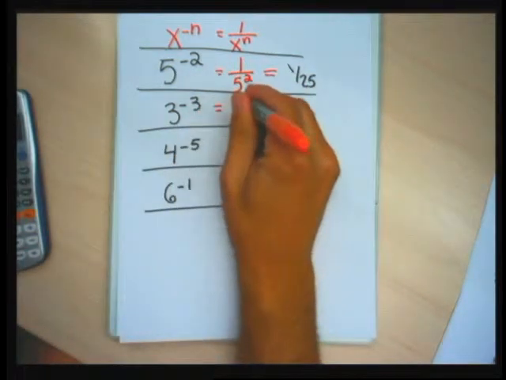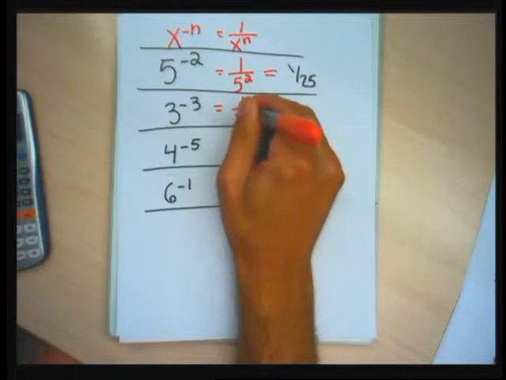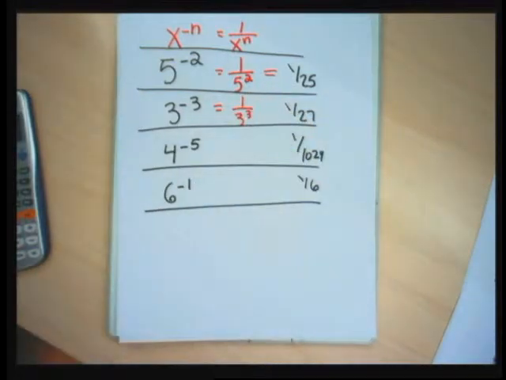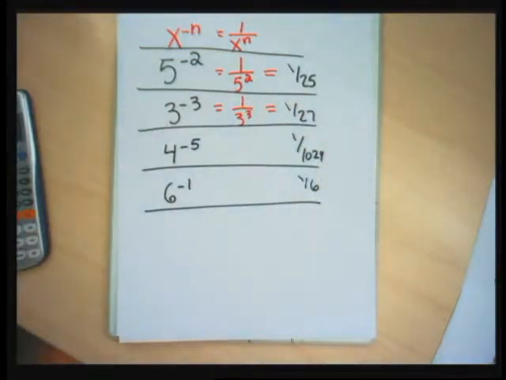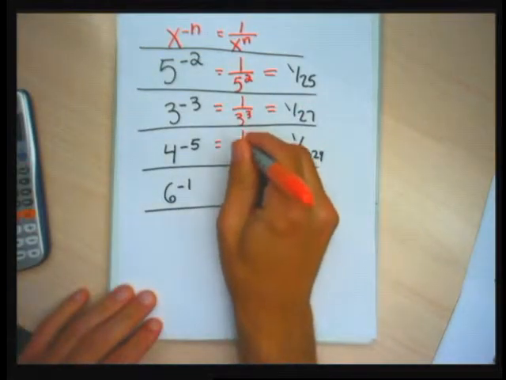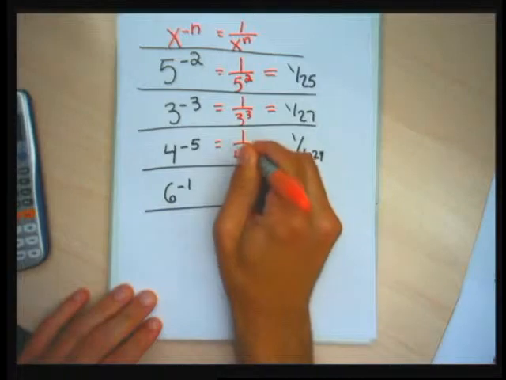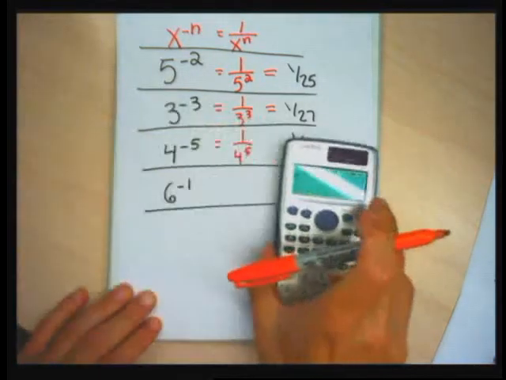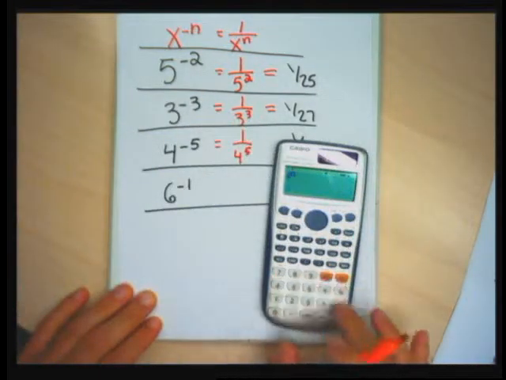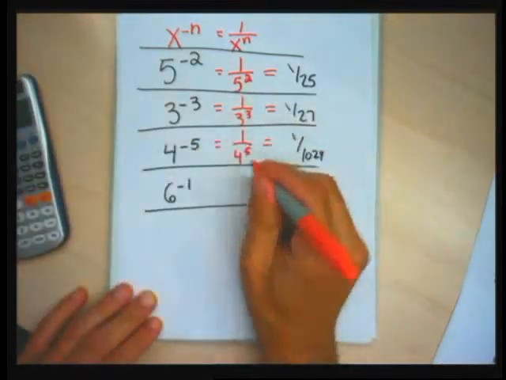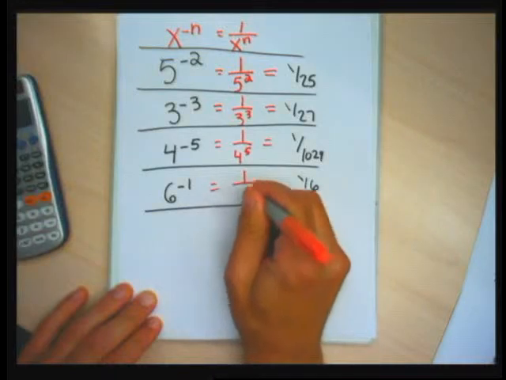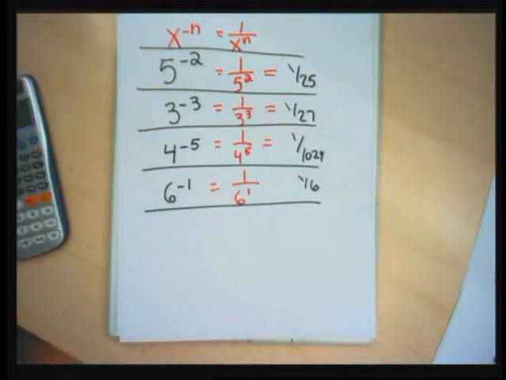3 to the negative 3 power is 1 over 3 cubed, and 3 cubed is 27, so that reduces to 1 over 27. 4 to the negative 5 power is 1 over 4 to the 5th, and I imagine 4 to the 5th is 1,024. That's why that reduces to 1 over 1,024. And then 6 to the negative 1 power is 1 over 6 to the first power, which is 1 over 6.